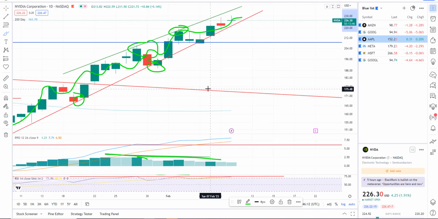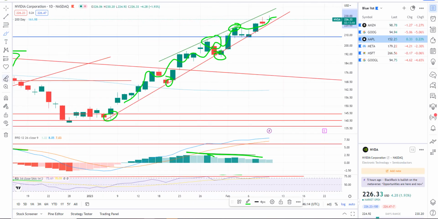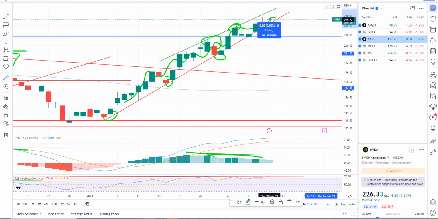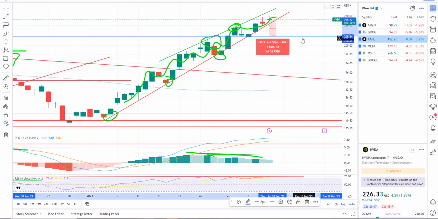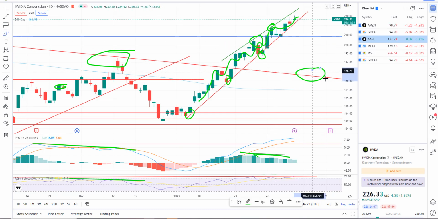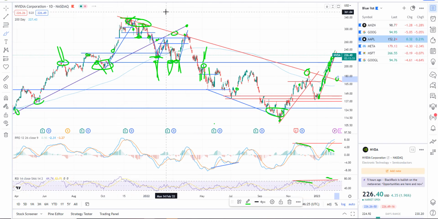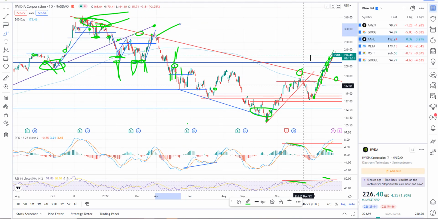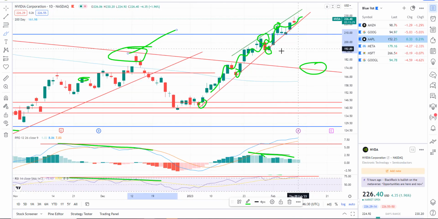So 209. At a very minimum, I think we're likely going to break down and hit that 209 area. That's a drop from where we're at now of about 7.5%. And then we could even come in for a full back test of this trend line. There's your bear market in NVIDIA. Okay, a lot of eyes are on that trend line.